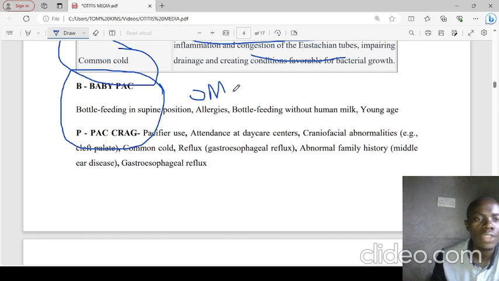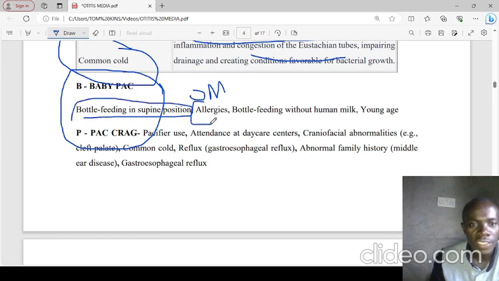So we have come up with a mnemonic for the risk factors of otitis media. And we have BAB, baby pack and pack grab. So B stands for bottle feeding in supine position. Allergies, that is A. The second B stands for bottle feeding without human milk.